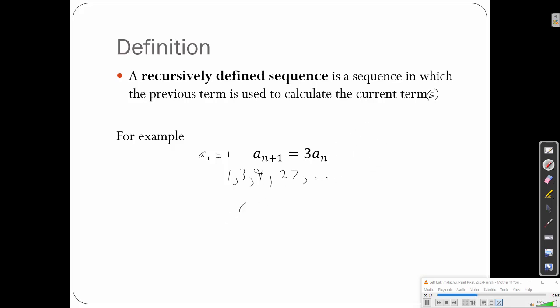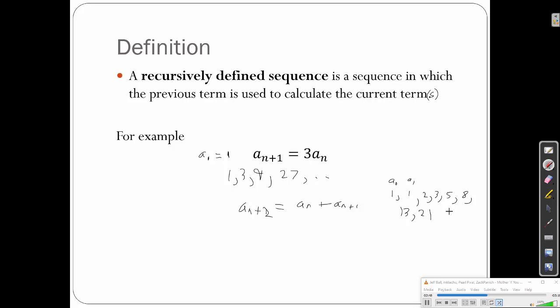So then the sequence would go 1, 3, 9, 27, etc. But we also could have something like a sub n plus 2 equals a sub n plus a sub n plus 1. This is a very famous sequence. It's called the Fibonacci sequence. The first two, a sub 0 is 1, a sub 1 is 1. So it's the sum of the two previous. So 1 plus 1 is 2, 2 plus 1 is 3, 3 plus 2 is 5, 5 plus 3 is 8, and so forth. 8 plus 5 is 13. 13 plus 8 is 21.